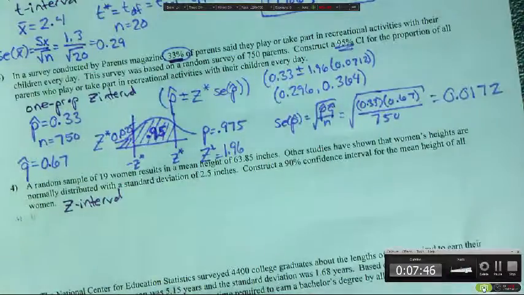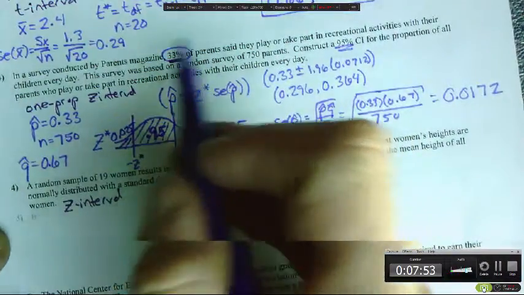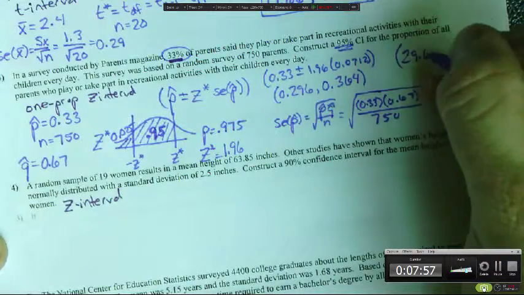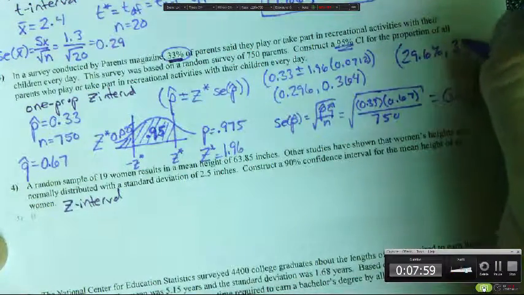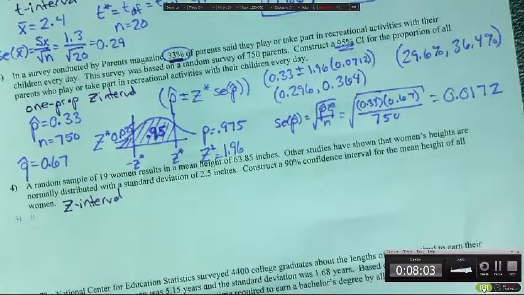Either one's correct. All right, so construct a 95% confidence interval. The problem starts out giving it as percent, so we need to finish it as percent. So our interval is going to be 29.6% to 36.4%. Once again, it's not asking for an interpretation. It's just saying construct it, so that's the answer.